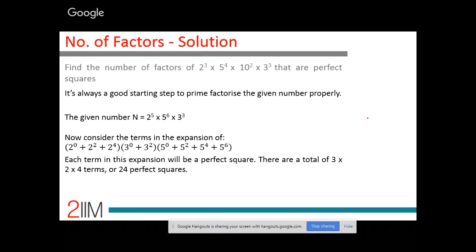What are those 24 factors? If the question asks for the sum of all factors of this number that are perfect squares, then take these terms, multiply them and find that. So the term is (2 power 0 plus 2 square plus 2 power 4) into (3 power 0 plus 3 square) into (5 power 0 plus 5 square plus 5 power 4 plus 5 power 6). Find that product. That will give you the sum of all factors that happen to be perfect squares for this number.